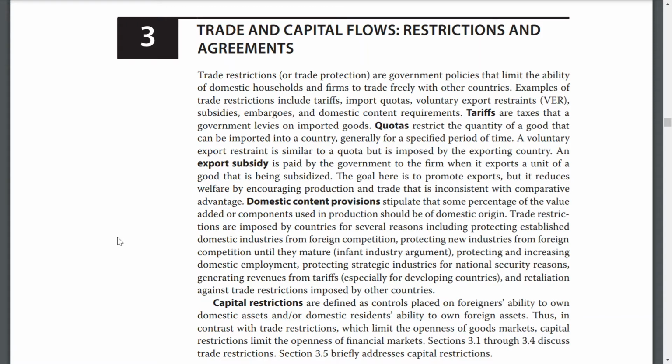Domestic content provisions stipulate that some percentage of the value added or components used in production should be of domestic origin. Trade restrictions are imposed by countries for several reasons, including protecting established domestic industries from foreign competition, protecting new industries from foreign competition until they mature (the infant industry argument), protecting and increasing domestic employment, protecting strategic industries for national security reasons, generating revenues from tariffs, especially for developing countries, and retaliating against trade restrictions imposed by other countries.